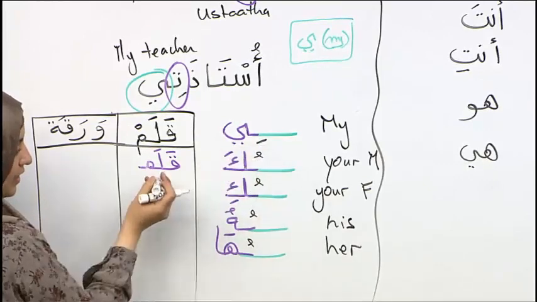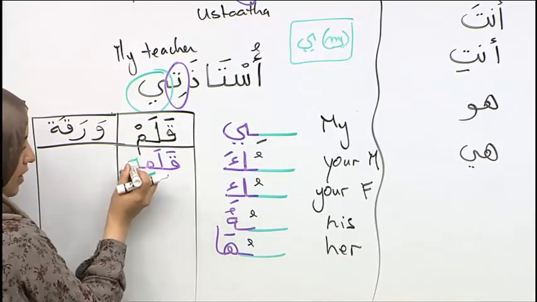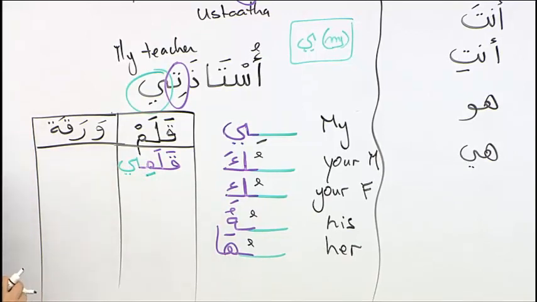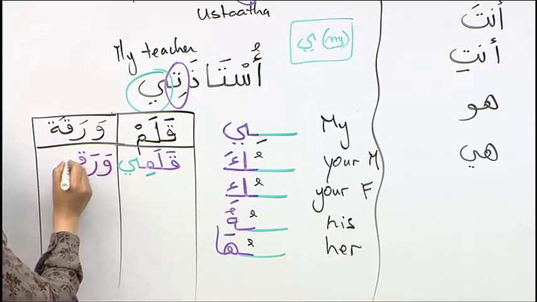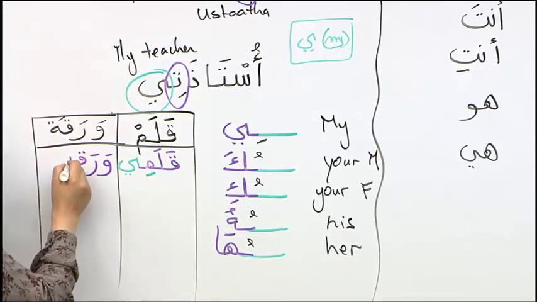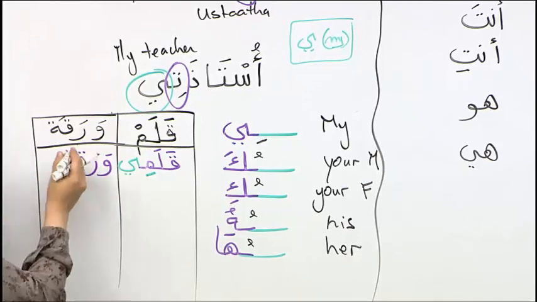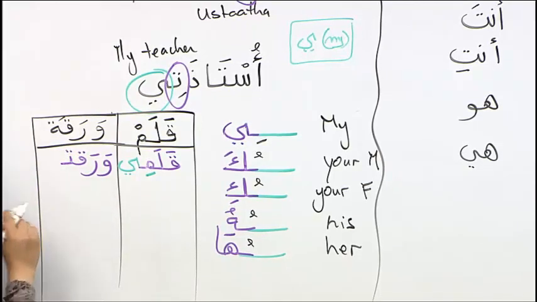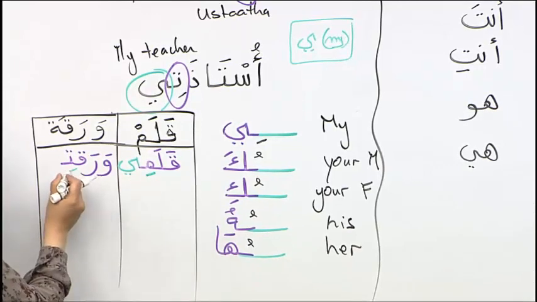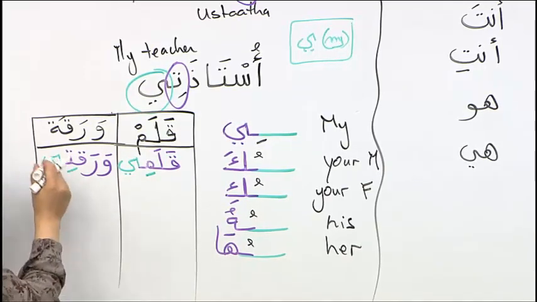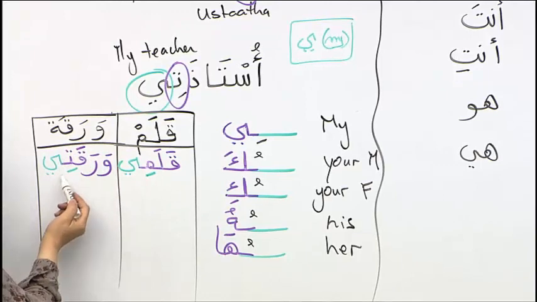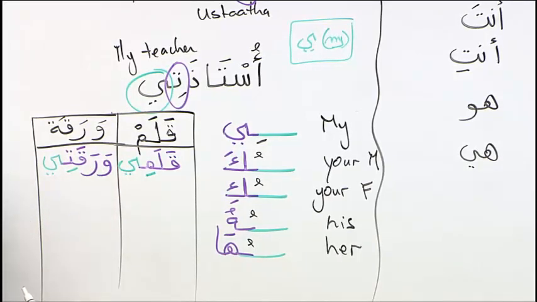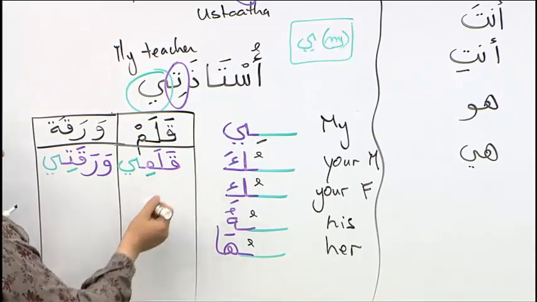Mim is going to take kasra. Qalami, my pen. For waraqa, wa-ra-qa, look what's going to happen to ta. It becomes a regular ta. What short vowel is it going to take? Kasra, because that's what happens before the ya. So you pronounce it wa-ra-ka-ti, my paper.